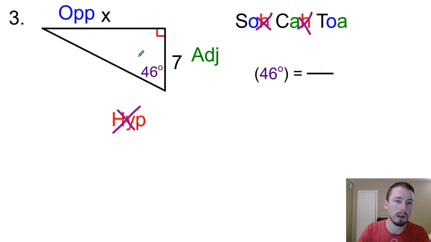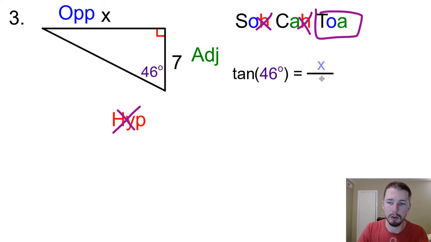So which trig function relates the opposite to the adjacent? Well, that's TOA, tangent. So we are going to set up your equation. Tangent of 46 is equal to the opposite over adjacent, which is x over 7. Now I want to see on all of your paper, I want to see you set this up. Don't just put it right in the calculator. I want to see you set up tangent of 46 is equal to x over 7.